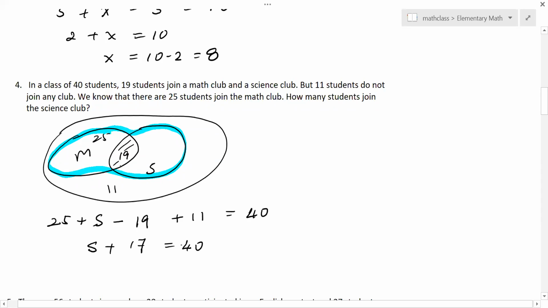Then how do you get the S? Then subtract 17 from both sides, and you will get 23. So there are 23 students who joined the science club. 25 joined the math club. Okay, can you see that?